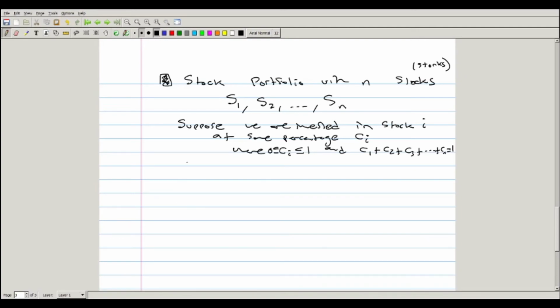And then the total returns in a given quarter, say, we call this R, is going to be the sum of C1 times the return in stock 1 plus C2 times the return in stock 2, all the way up to Cn times the return in stock n, where R1 through Rn is the return on each one of these individual stocks for a given quarter.